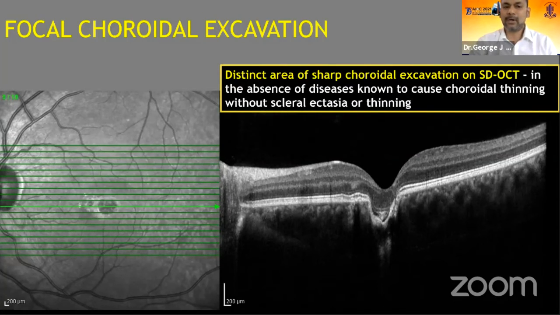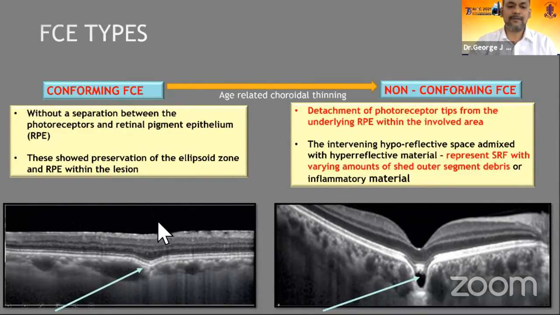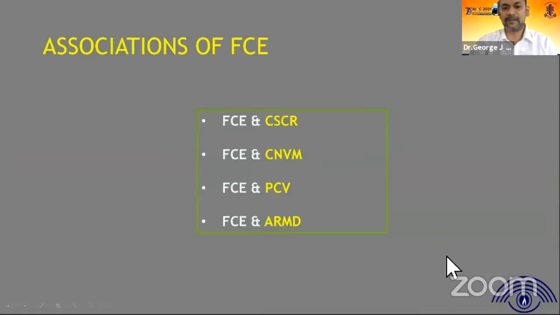And lastly included in the pachychoroid disease spectrum is focal choroidal excavation, or FCE, which is a distinct area of sharp choroidal excavation on SD-OCT in the absence of staphyloma or other scleral thinning or choroidal thinning. It is of two types: a conforming type where the retina is attached to the RPE, and a non-conforming type where the retina gets detached from the RPE. And the hyporeflective spaces may be SRF with some amounts of shed outer segments of the photoreceptor. Initially thought to be a congenital defect, but now we know it could be acquired. FCE could be associated with CSR, PCV, or CNVM.